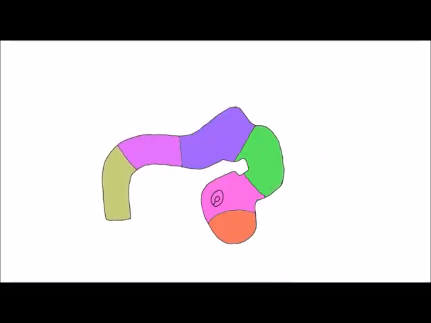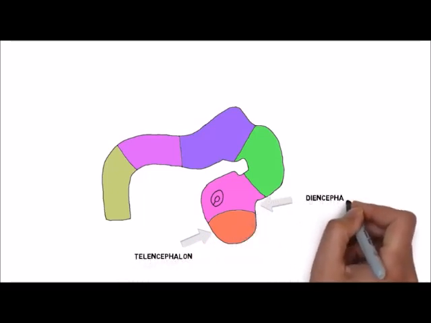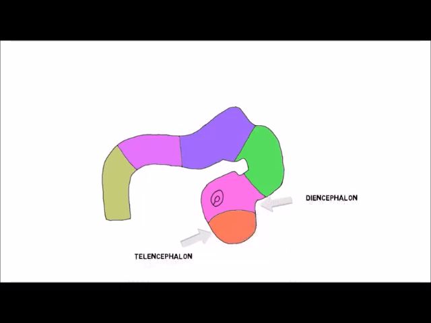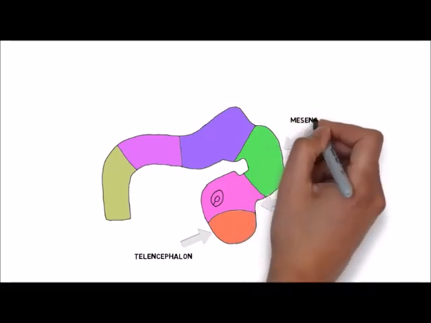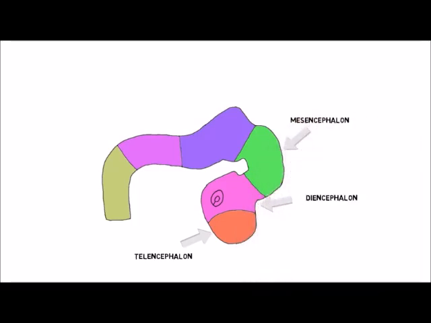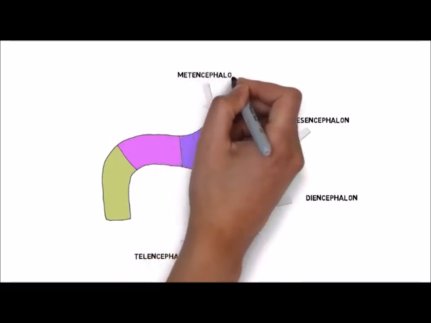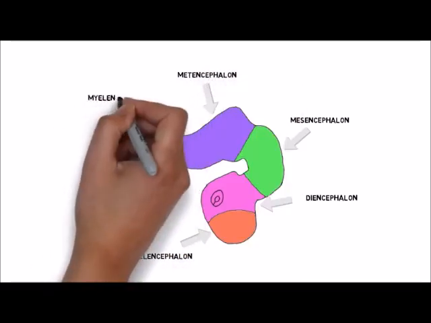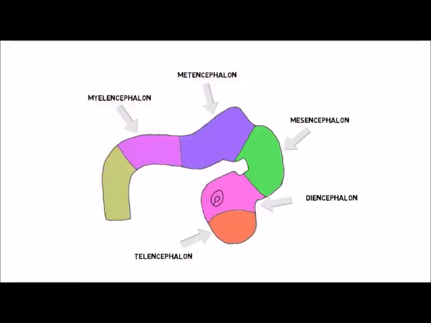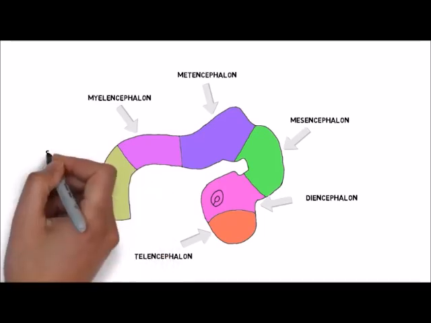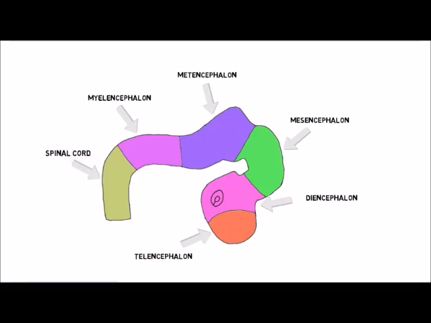As the brain continues to develop, 2 of these vesicles further subdivide to form secondary vesicles. The prosencephalon forms the telencephalon and the diencephalon. The telencephalon will become the cerebral hemispheres. The diencephalon will eventually consist of the thalamus, hypothalamus, and other structures. The mesencephalon does not subdivide any further and will become the midbrain. The rhombencephalon will subdivide into the metencephalon and the myelencephalon. The metencephalon will become the pons and the cerebellum, and the myelencephalon will become the medulla. The spinal cord will still form from the end of the neural tube.